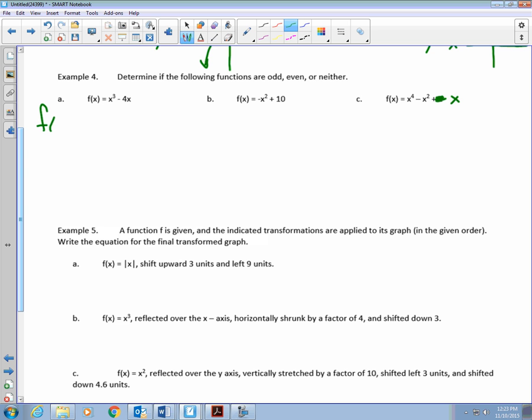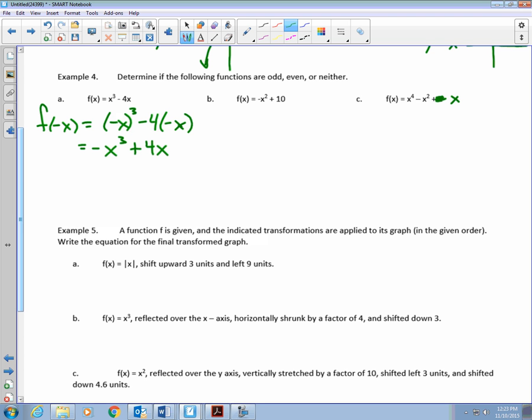We plug in negative x, and we get the quantity negative x to the third minus 4 times negative x. With me? What is negative x to the third power? Negative x to the third, because a negative times a negative times a negative is a negative. Then negative 4 times negative x.